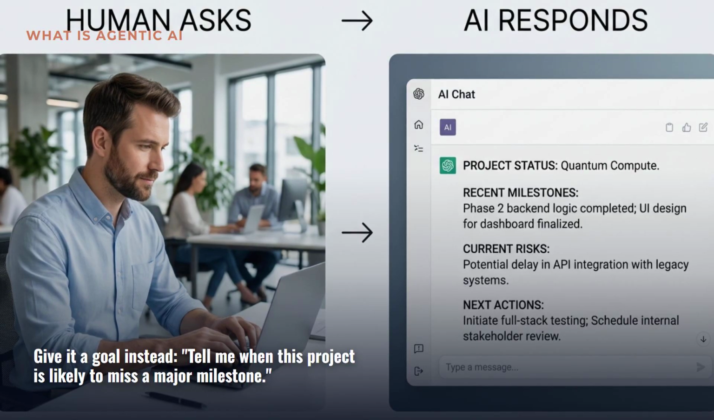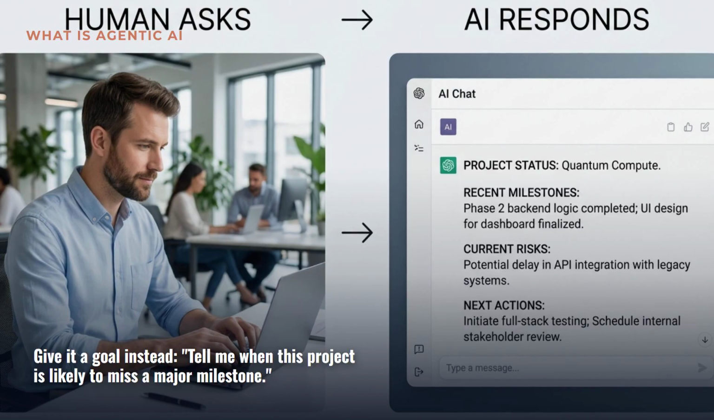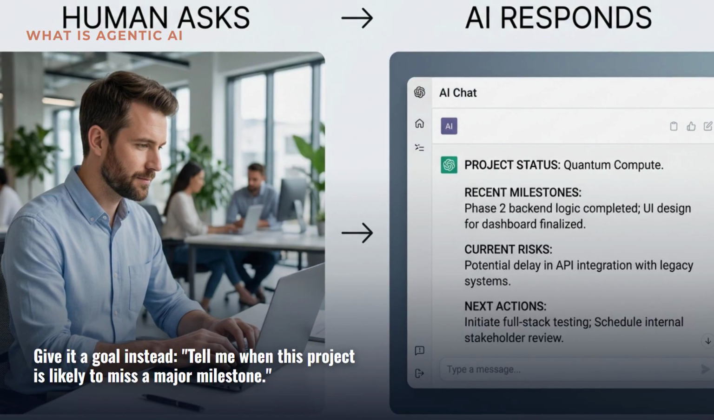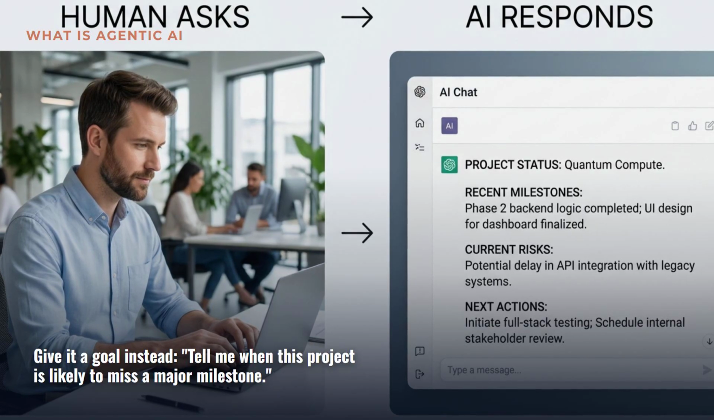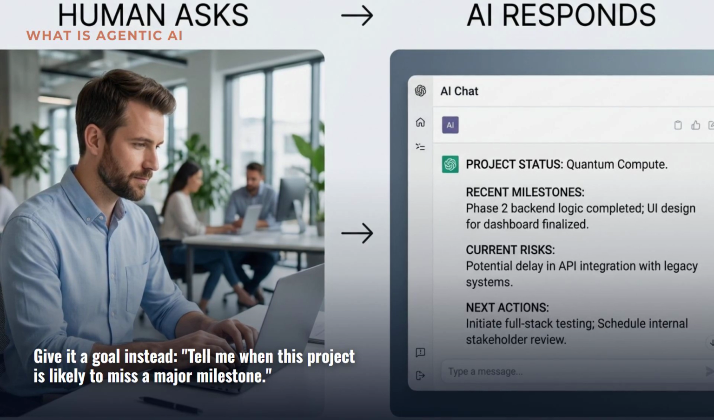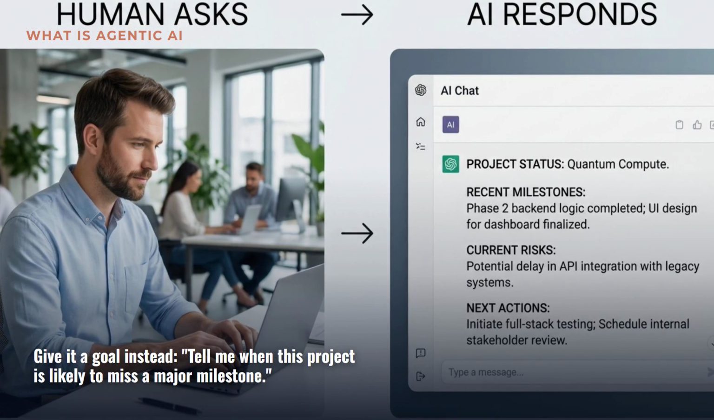Instead of asking AI to generate one output, you give an agent a goal. Make sure I know when this project is likely to miss a major milestone. The agent can review the project information itself, analyze the dependencies, identify the warning signs, and alert you when it's time to step in. That's a completely different model.